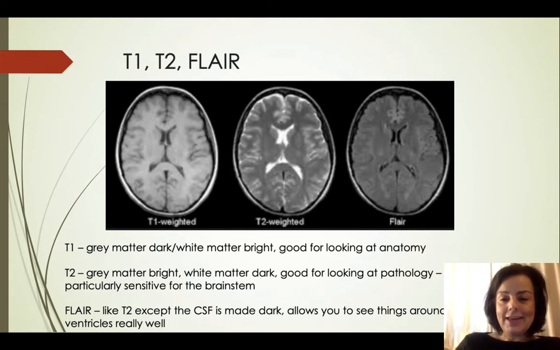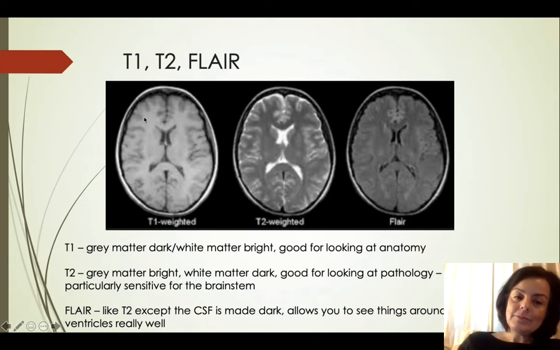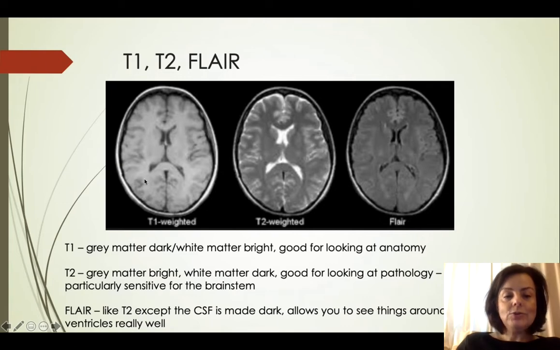Those are really helpful and go into a lot more detail on the physics, which I'm definitely not going to go into. Okay, T1 is anatomical, and so gray matter is darker, white matter is brighter. T2 is kind of the opposite in that respect, so the gray matter up here, the cortex, is bright, and then the white matter is darker.